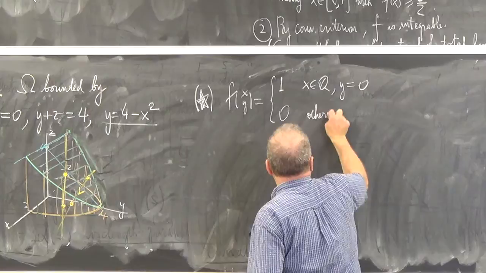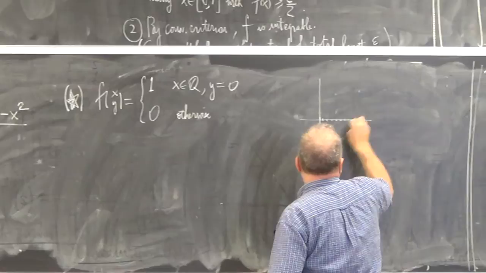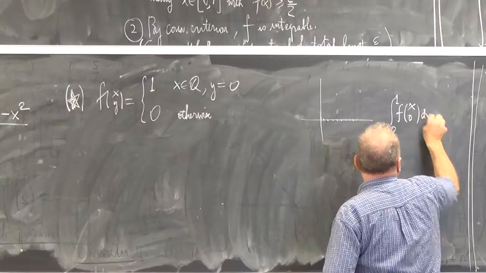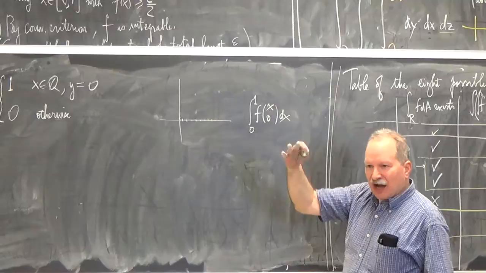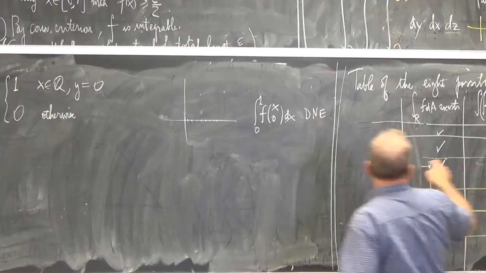So we've messed it up along here, so that if I try to do the integral of f of x, zero, when y is zero, I have a function where rational x gives you one, irrational x gives you zero. That's not integrable, right? Because every upper sum is one, every lower sum is zero. So this does not exist. So that messes up this iterated integral, because you messed up for a single y.